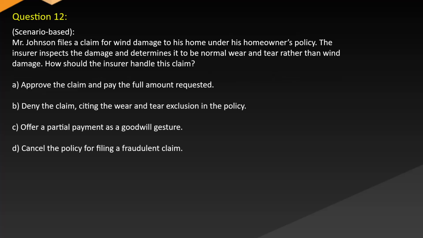Question 12. Scenario-based. Mr. Johnson files a claim for wind damage to his home under his homeowner's policy. The insurer inspects the damage and determines it to be normal wear and tear rather than wind damage. How should the insurer handle this claim? A. Approve the claim and pay the full amount requested. B. Deny the claim, citing the wear and tear exclusion in the policy. C. Offer partial payment as a goodwill gesture. D. Cancel the policy for filing a fraudulent claim.